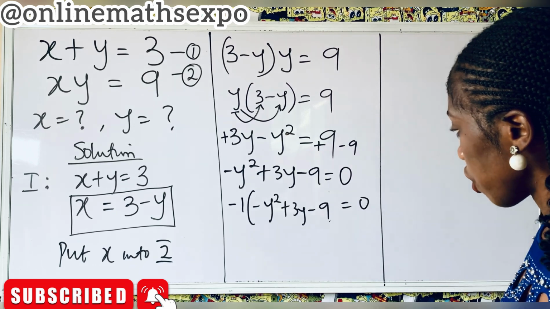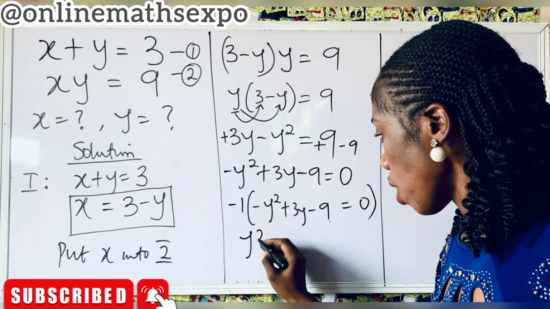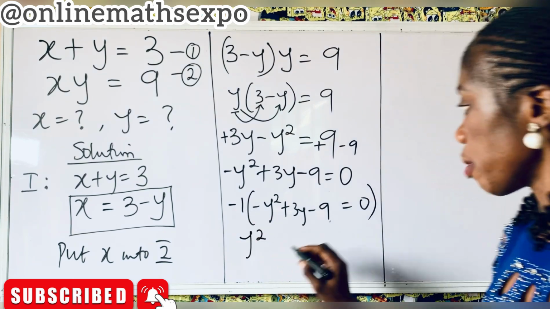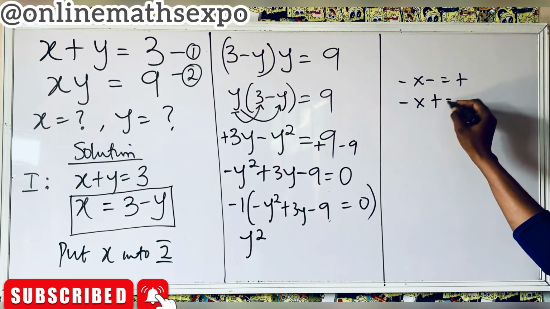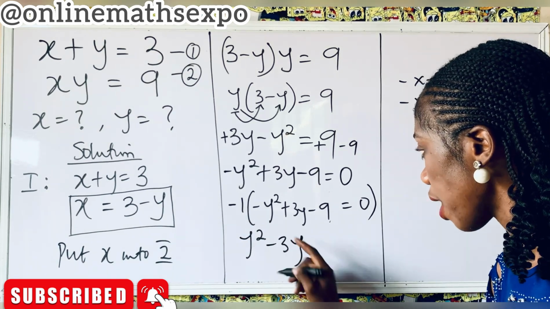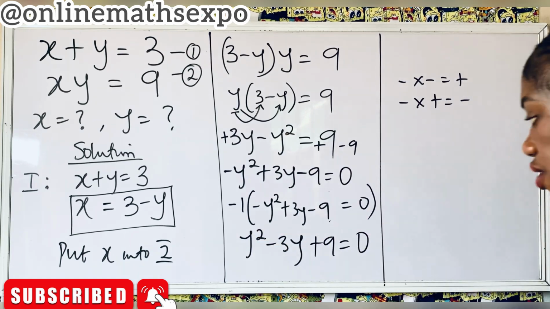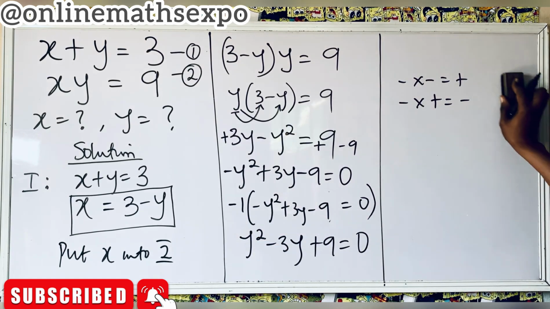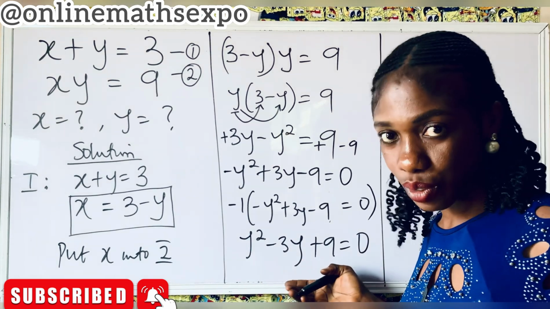So in that case, we are going to have -1 multiplies this will give us y squared. When you multiply this, remember your signs, okay? And negative multiplies positive is negative. So this will give us -3y. This will give us positive 9. This will still give us 0. So at this point, you see we have gotten a beautiful equation. So let's solve this equation.